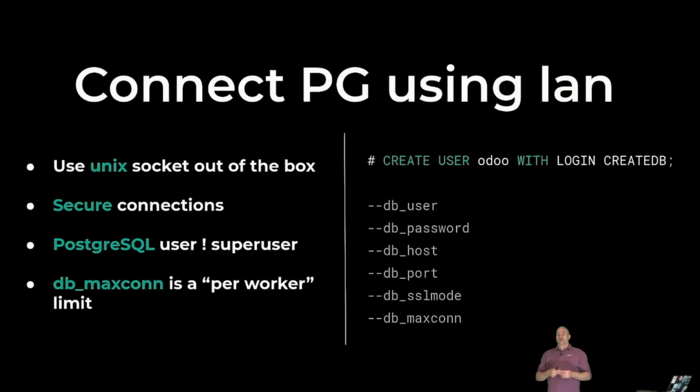We now have an Odoo and a PostgreSQL, and we want Odoo and PostgreSQL on different servers. To achieve this, we should connect to PostgreSQL using the network. For now, by default, Odoo is connecting to PostgreSQL using a Unix socket. We want to use the network.